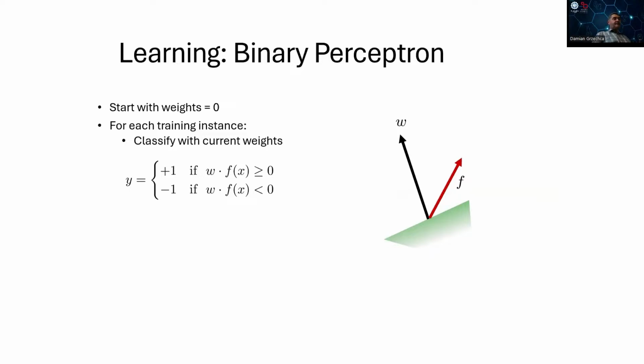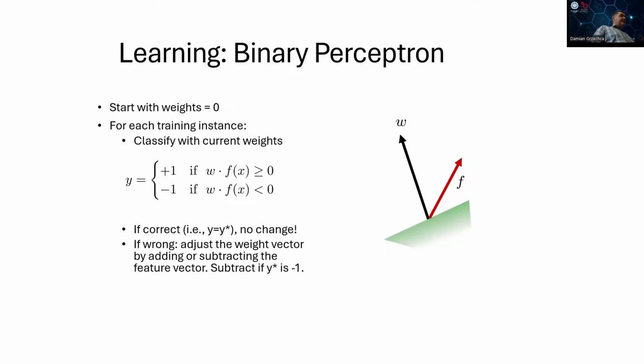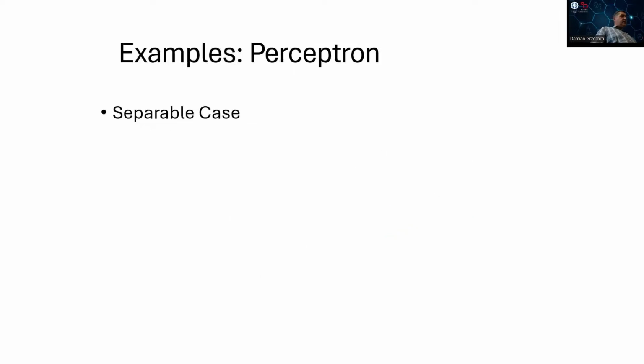So the binary perceptron, the starting one, here is the classification. Okay, let me just go further. This is the adjustment. Now, the separable case. What is a separable case? Do you have an idea? Something is separable.